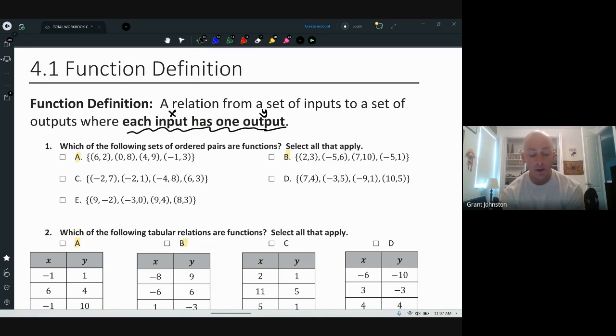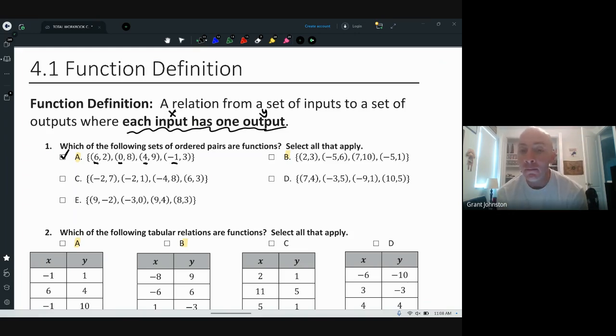Number 1 says, which of the following sets of ordered pairs are functions? Select all that apply. I'm going to check A and B, and I'll let you check C, D, and E. We're trying to figure out which are functions. If I look at A, 6 has an output of 2, 0 has an output of 8, 4 has an output of 9, and -1 has an output of 3. They all have just one output. 6 has one output, 0 has one output, 4 has one output, -1 has one output. A is a function, so I'm going to check that box.